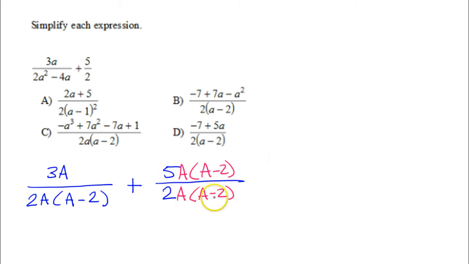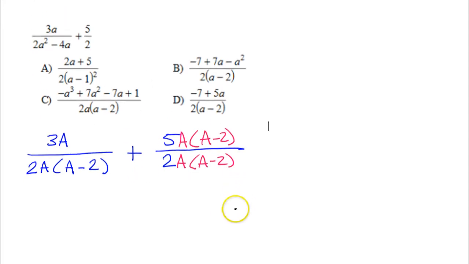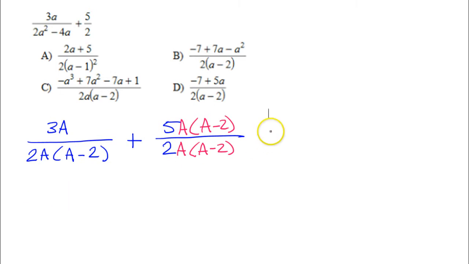Now the denominators are the same. So once the denominators are the same, you can keep your like denominator. Maybe I'll just do it over here. Alright, you can keep your like denominator of 2a, a minus 2. Hold on, it's a little janky looking. So I'm keeping the like denominator, and now I'm combining the numerators.